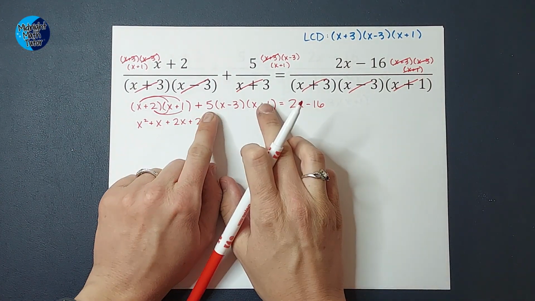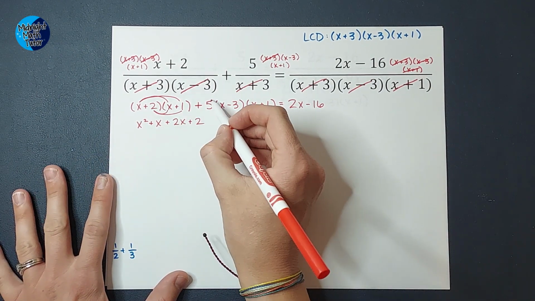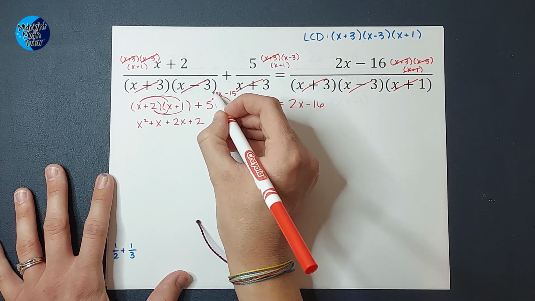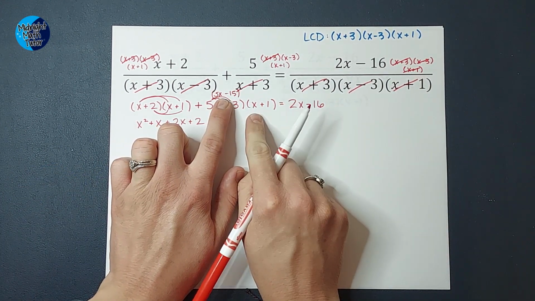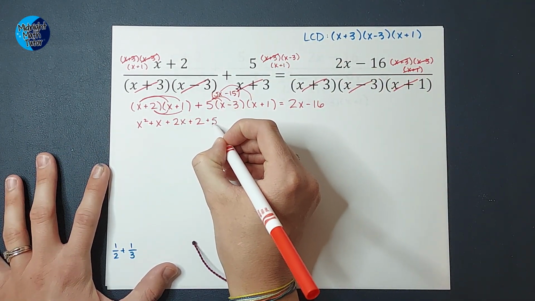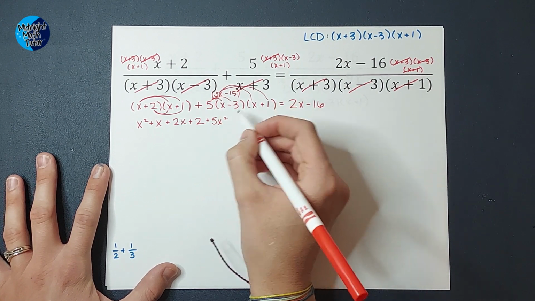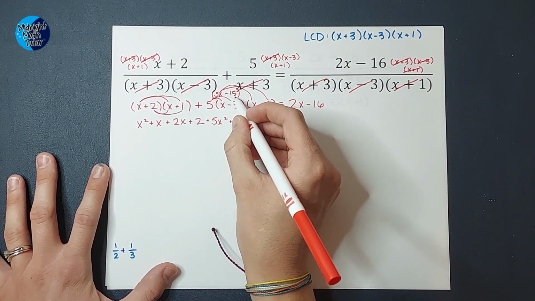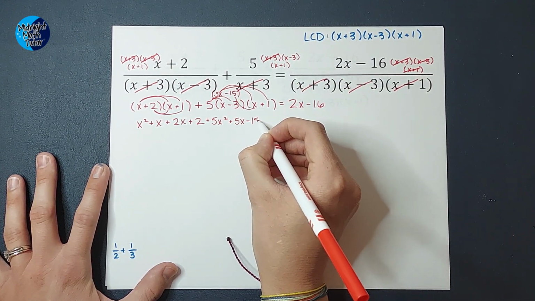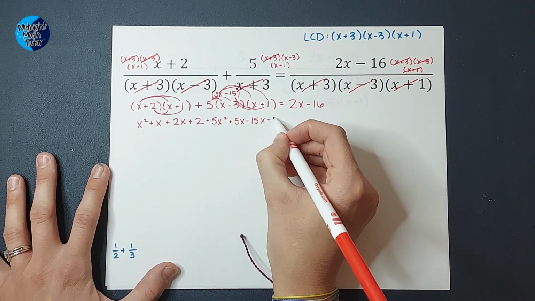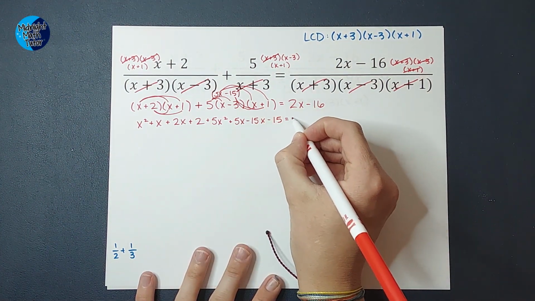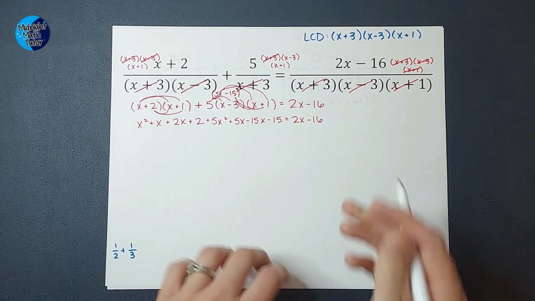And then I've got 3 guys being multiplied here, so if I multiply that 5 in, I get 5x minus 15. And then we're multiplying that with this guy, which will give me plus 5x squared plus 5x. And then, sorry, this is not the most neat thing here. Minus 15x minus 15. Hopefully you can see I foiled that. Equals 2x minus 16.